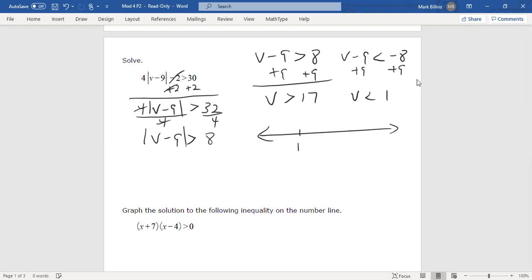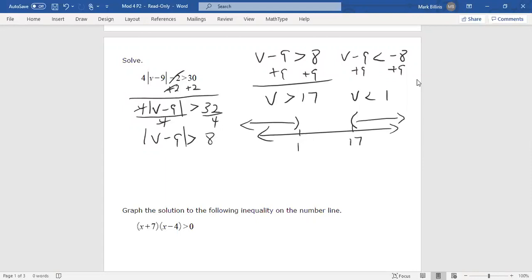Smallest value first, or furthest left. The values that are greater than 17 are to the right. Since it's just greater than and not greater than or equal to, we use parentheses this time. Our other is v is less than 1. The values that are less than 1 are to the left. Since it doesn't include 1, we use parentheses.